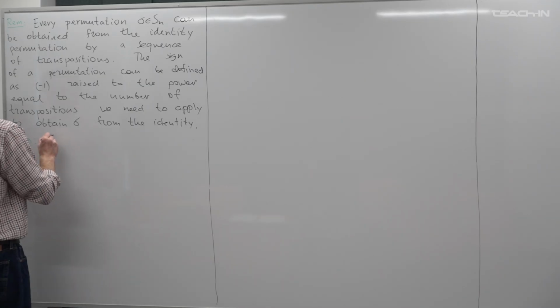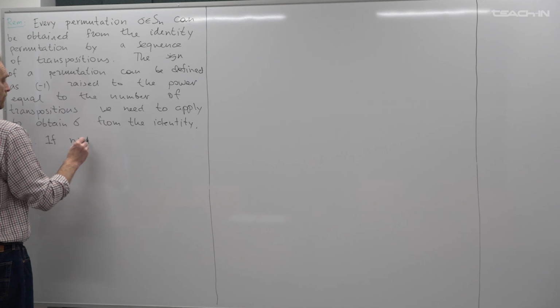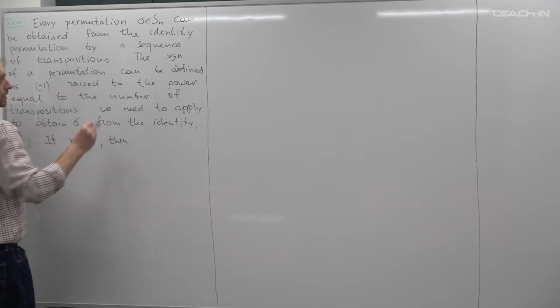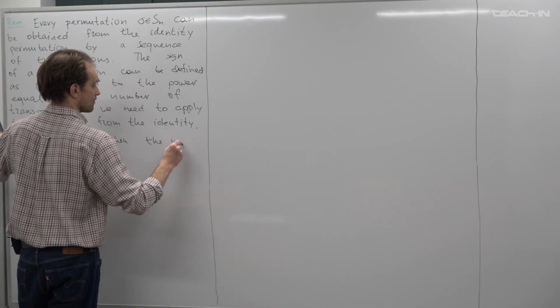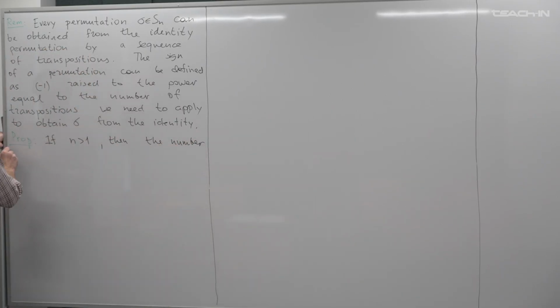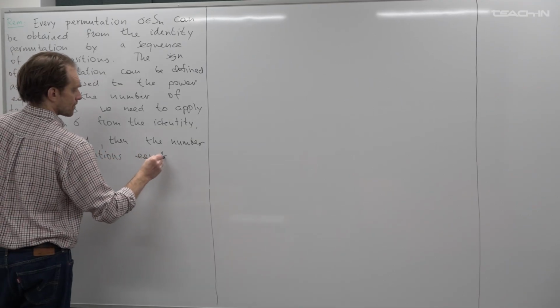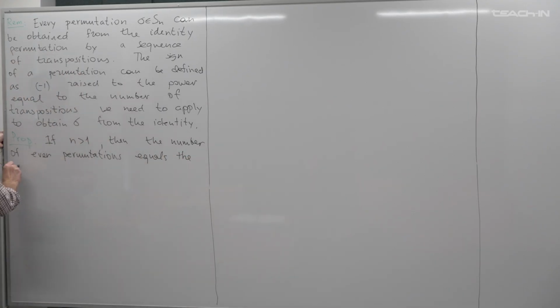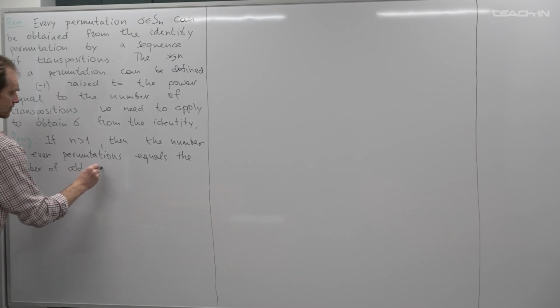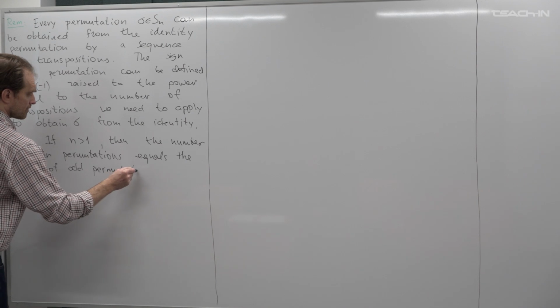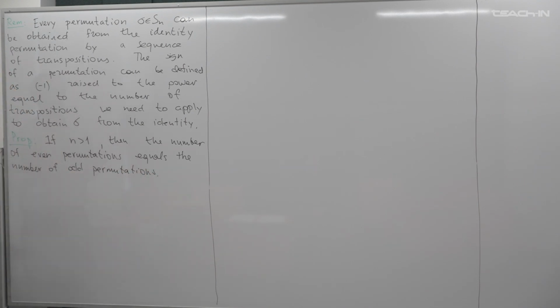Okay, so now I'm going to formulate and to prove a couple of propositions. So if n is greater than 1, then the number of even permutations equals the number of odd permutations. Okay, so let us prove this.